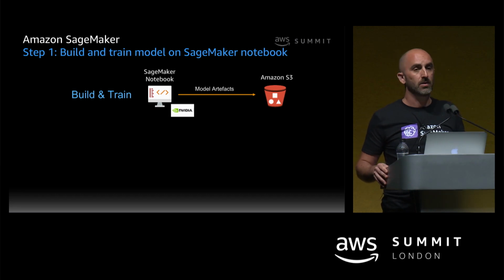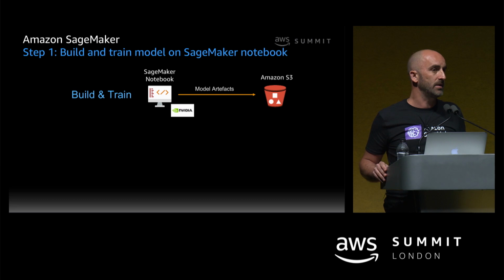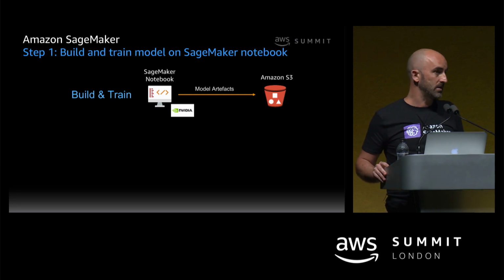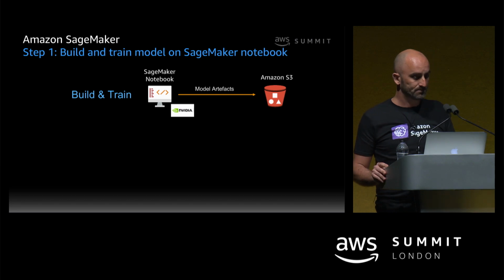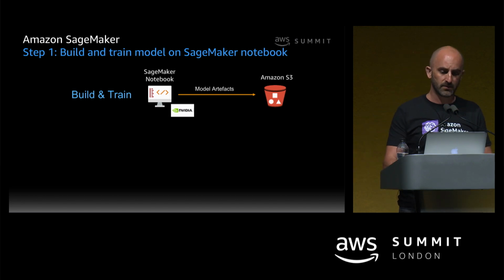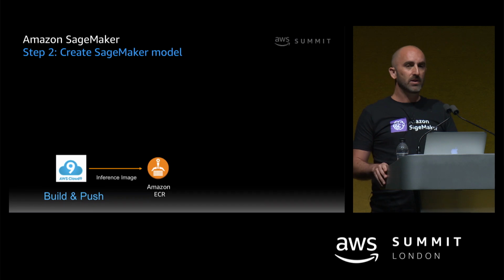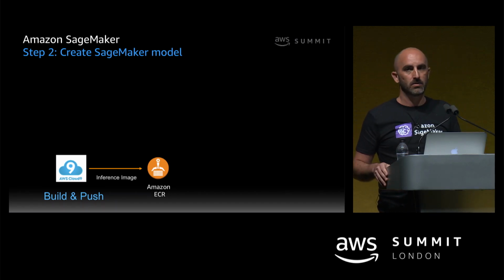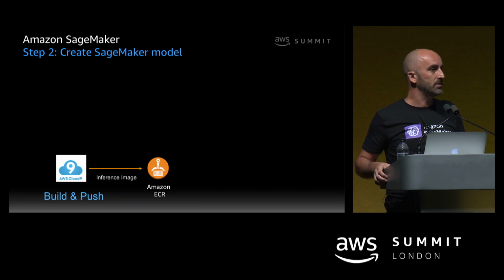Once we've trained our model on the notebook instance, the model artifacts are going to be zipped and uploaded up into S3. So that's kind of our build and train phase. Now, because we are using our own algorithm, none of the off-the-shelf or built-in algorithms as part of the SageMaker service, we're going to have to actually build our own inference Docker image.